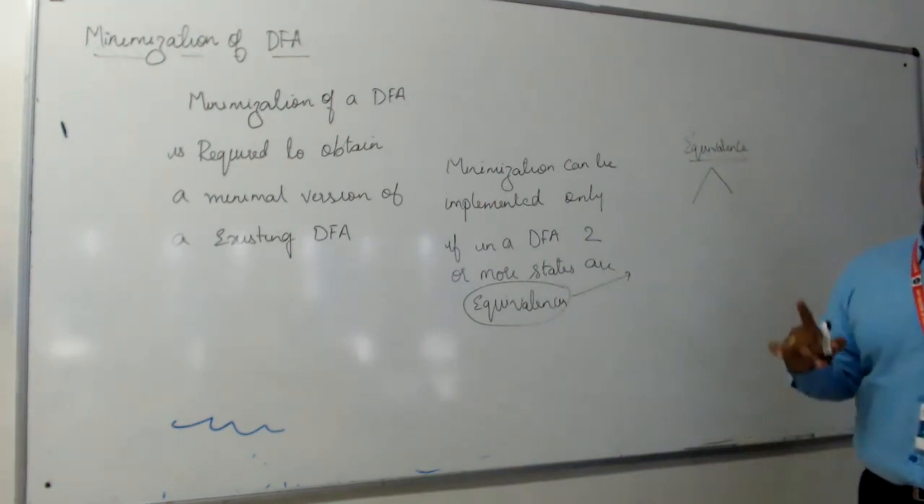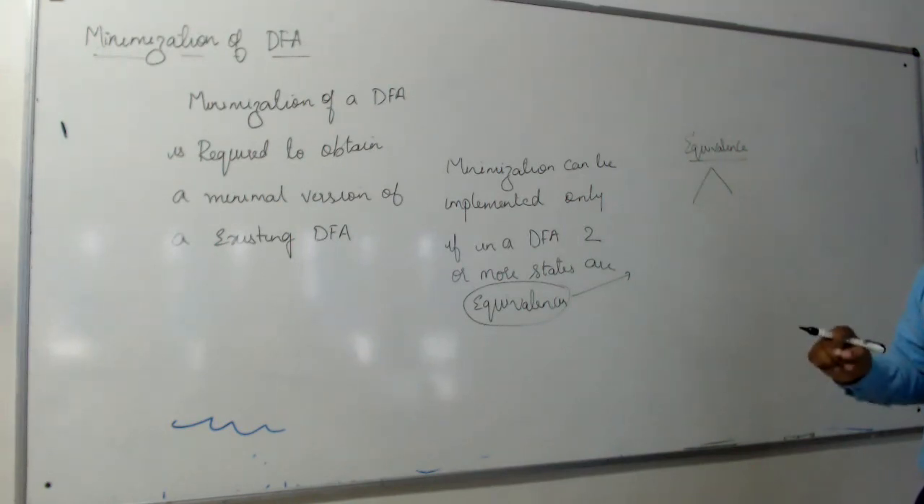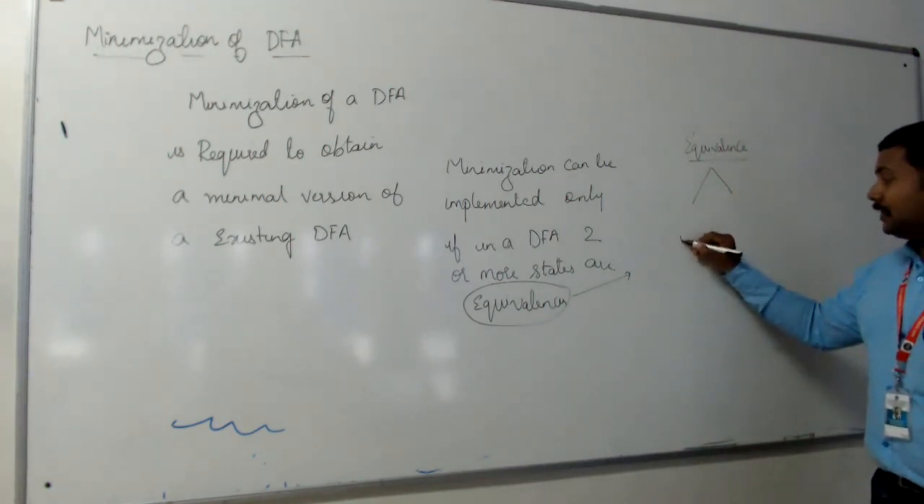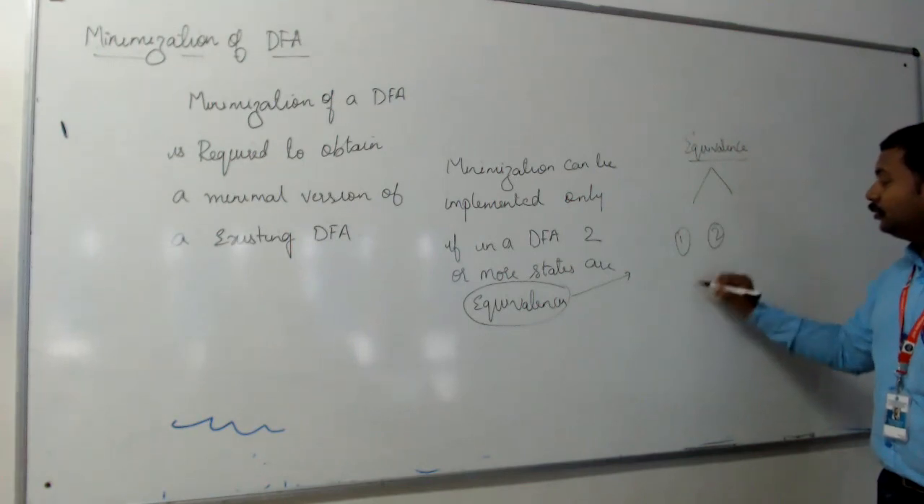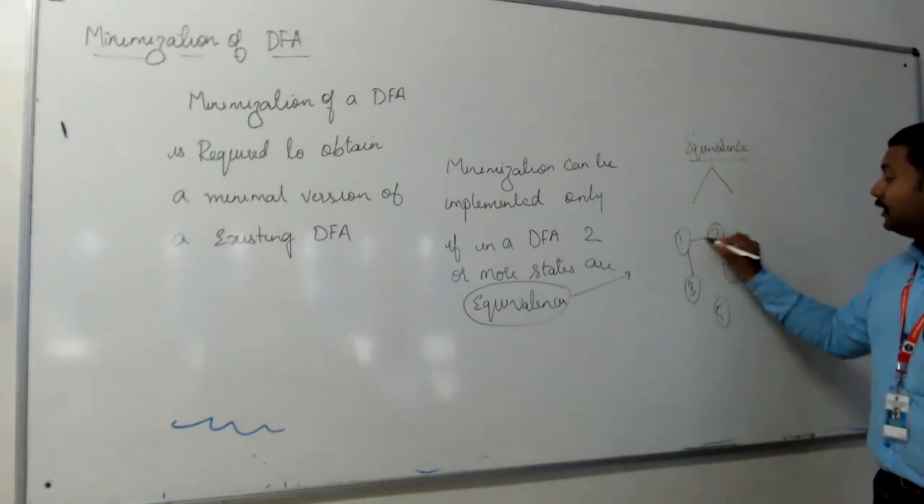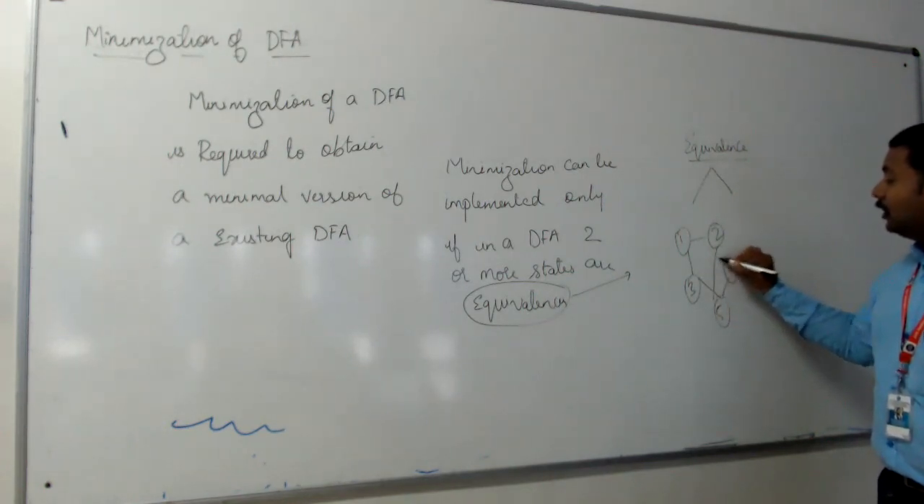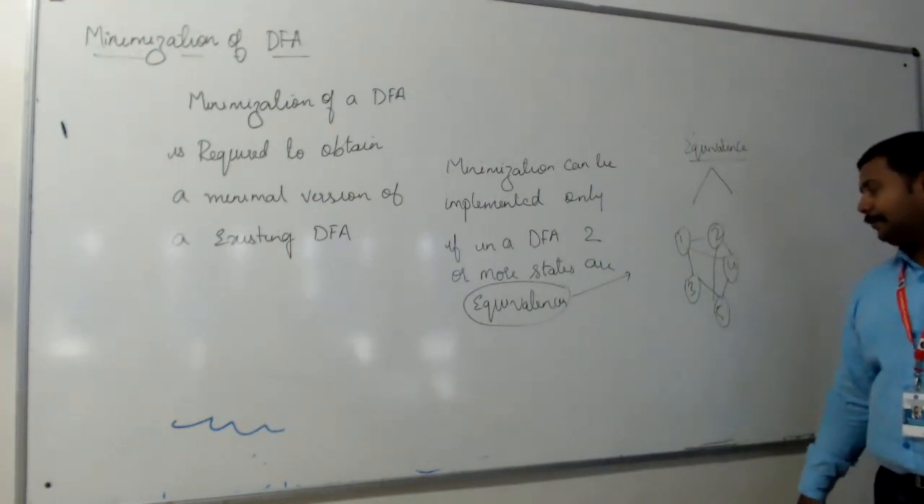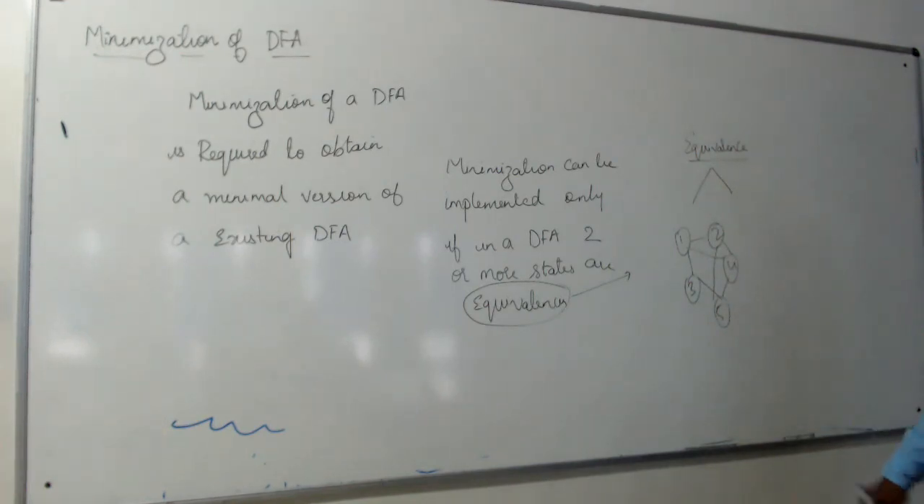Two or more states are said to be equivalent. So two or more states, for example, state 1, state 2, state 3, state 4, state 5. Let us say there is a DFA from here to here. This particular DFA should be minimized to some 3 states. Let us say something like this happens, right?